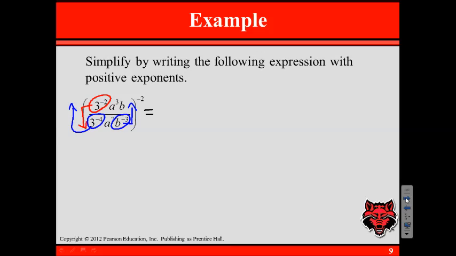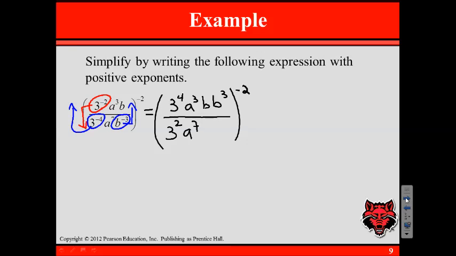We rewrite this. We now have a 3 to the 4th power in the numerator. We still have a cubed. We still have b. And we also have b cubed. So we have 2 additions, and you can see that 3 to the negative 2 is no longer in the numerator. In the denominator, we have 3 to the positive 2, as well as a to the 7th. And this is all still being raised to the negative 2.